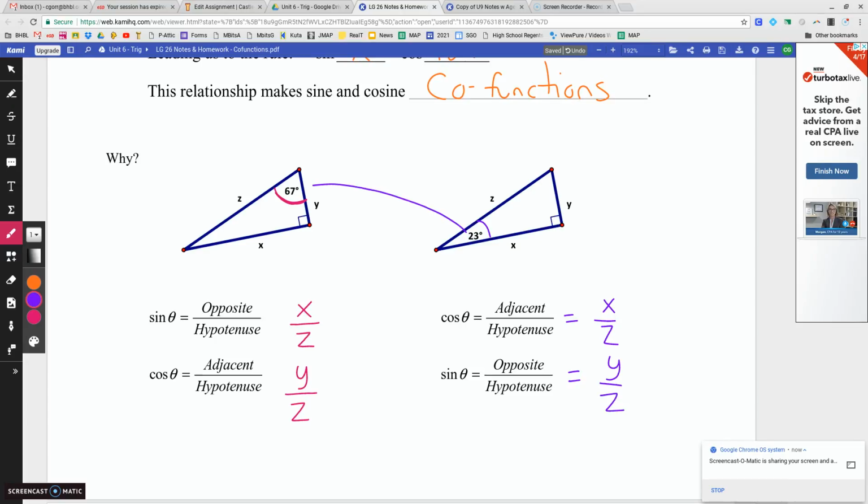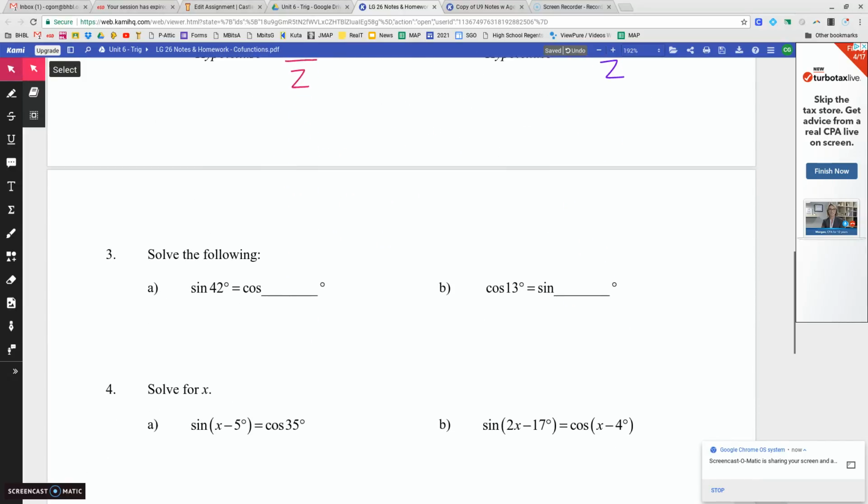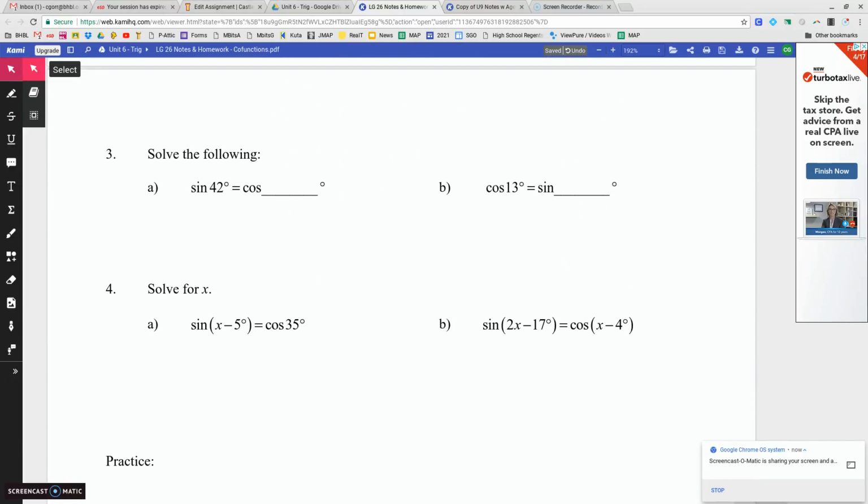Well, now if I look at the relationship between 67 and 23 degrees, their sum is 90 degrees. So this is really 67 and this is really 23. So I'm looking at the relationship, right? The sine of the 67 is the same as the cosine of 23, and the cosine of 67 is the same as the sine of 23. So we have this fantastic relationship where then it would be very easy for us to solve these relationships.